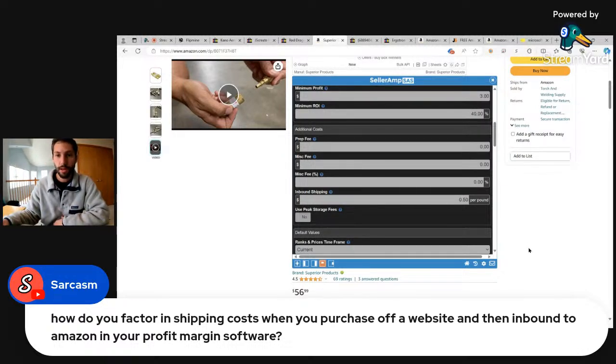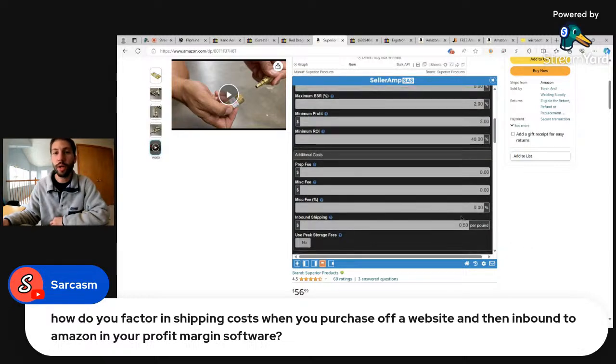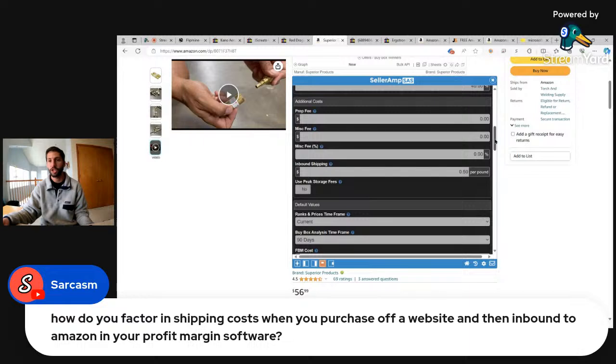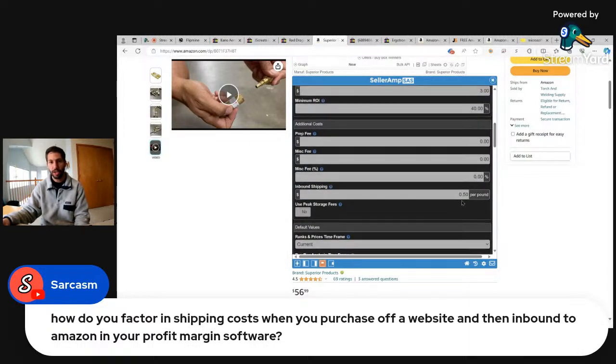So if I were to clear this out, it would show in my SellerAmp a higher profit, but because we have 50 cents in here, it's going to factor in 50 cents a pound. So if this item is 8 ounces, for example, half a pound, it's going to factor out that 25 cents. On an item that's like 20 bucks, it's going to factor out that $13, $14 of inbound shipping. It just factors that in. So that's important to make sure that's in your settings.